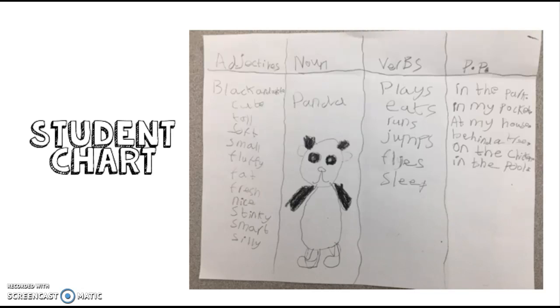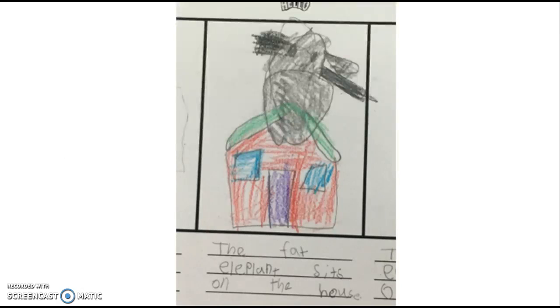And then here's an example of a student writing. So she followed the sentence pattern. They get to pick their own. The fat elephant sits on the house. So they just love to make these silly sentences.